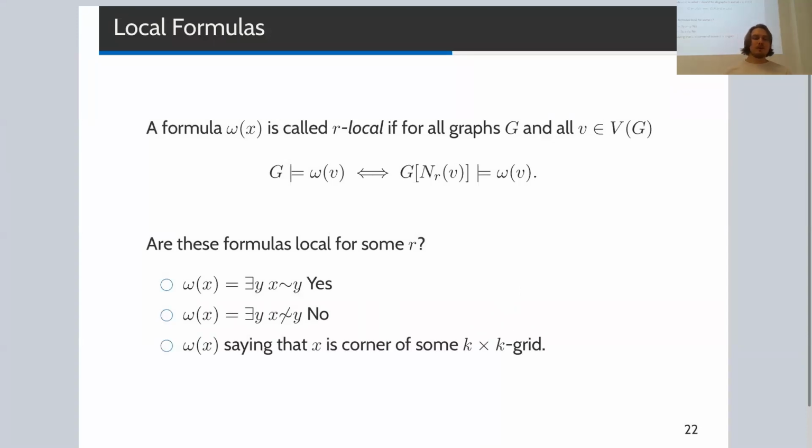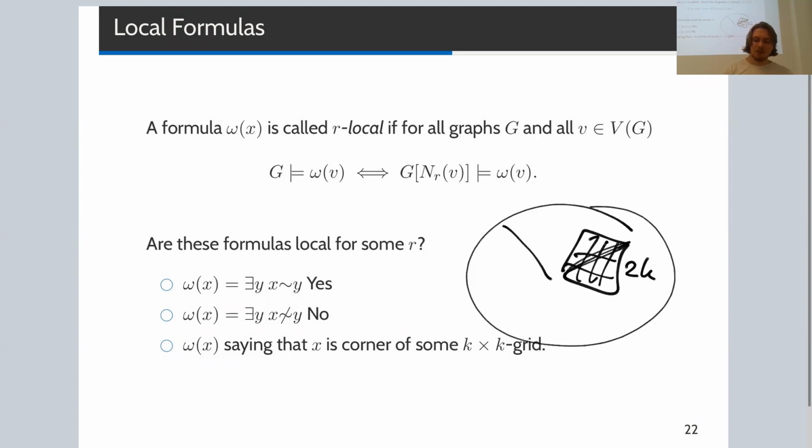Now let's talk about the examples that we had already. What if omega says that X is the corner of some K by K grid? Would that be local? Yeah, maybe a 2K neighborhood. So if X is the corner of some grid, and the grid has diameter at most 2K, then the grid needs to be contained in the 2K neighborhood of V, and it is sufficient to evaluate this formula on these neighborhoods of the vertex.